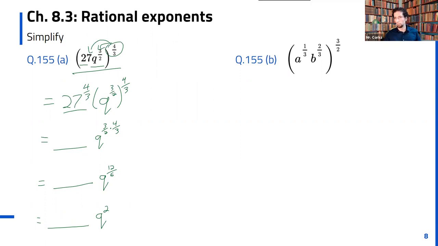Just take the cube root of 27 first, and then apply the exponent of 4 to the result. So we notice we have this 4/3, which is of course 4 and 1/3. 27 to the exponent 4.